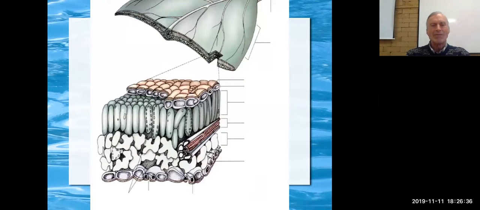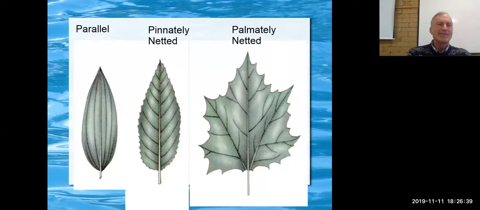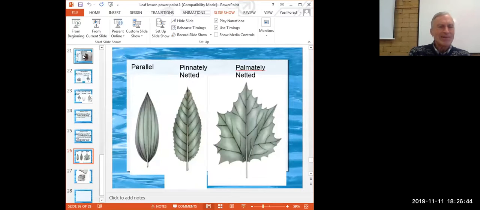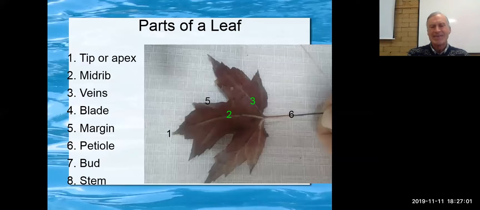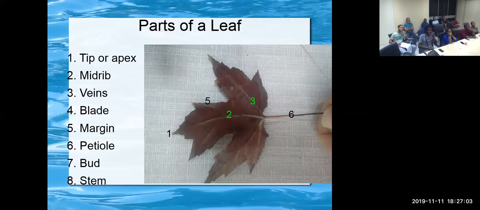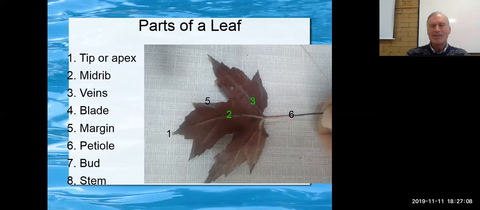So let's go back to these that we saw before. So what kind of veins are on this leaf? Palmate. Palmate, yes. It's got three main veins branching out from the base.